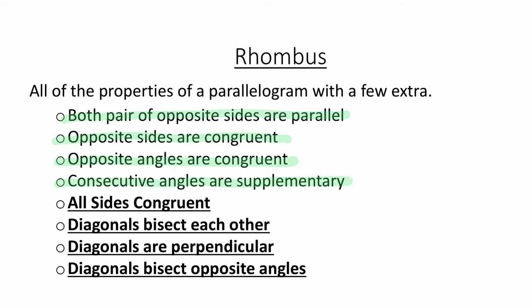Now let's see what we have. All sides are congruent, like a square. Diagonals bisect one another, like a square, like a rectangle, like a parallelogram. This doesn't give us 4 equal parts. It's actually more like a parallelogram than a square or a rectangle, but they do bisect. Diagonals are perpendicular, like a square, like a kite. And then lastly, diagonals bisect opposite angles, just like a square does. All right? Cutting the angles in half.